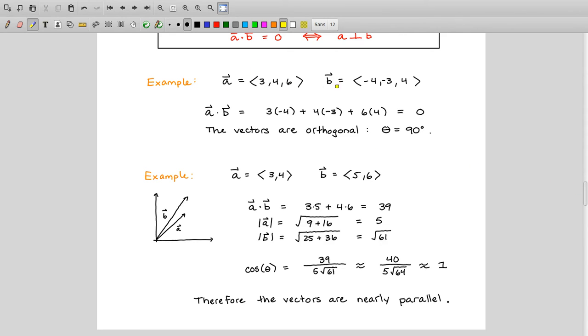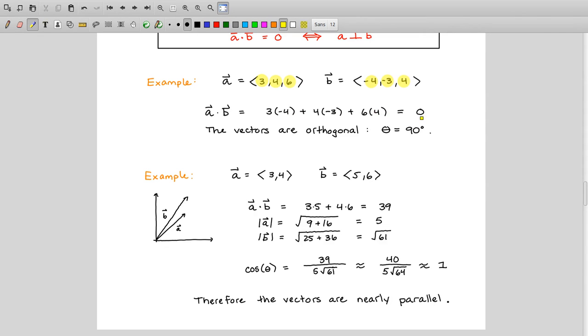So here are two vectors: 3, 4, 6 and negative 4, 3, negative 4. Compute the dot product. Very simple question. All I do is 3 times negative 4, plus 4 times negative 3, plus 6 times 4. I add all that up. I get negative 12 plus 24, which is 0.